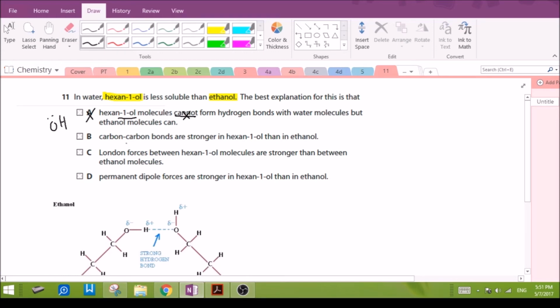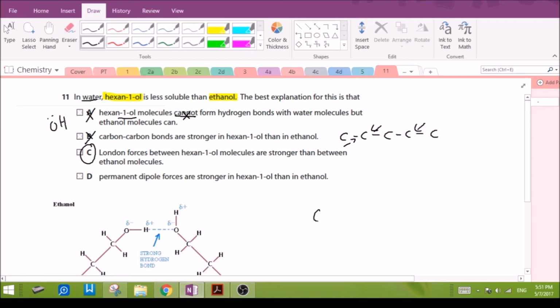B, carbon-carbon bonds are stronger in hexanol. This is talking about intramolecular bonds. That is not related to boiling points or solubility. We are not breaking the intramolecular bonds when we are dissolving in solvent. So this is irrelevant in the discussion. C, the forces between hexanol molecules are stronger than between ethanol molecules. Right, C is the answer.